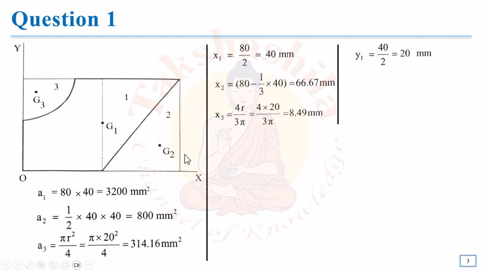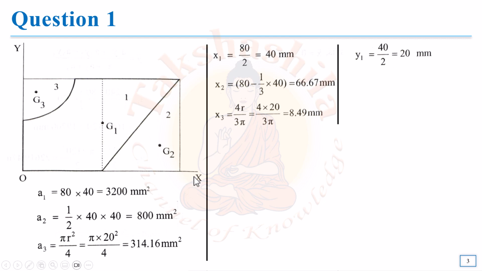So what will be y1? Similar to x1 being the horizontal distance from my reference y-axis, y1 will be my vertical distance from my reference x-axis to the centroid of each figure, right? So y1 means it is the distance from my reference x-axis to the centroid of my rectangle in the vertical direction. How much will this distance be? It will be total height divided by 2. Total height we already know from the question, it was 40. So here what they are doing, 40 by 2, which will come to around 20 millimeters.